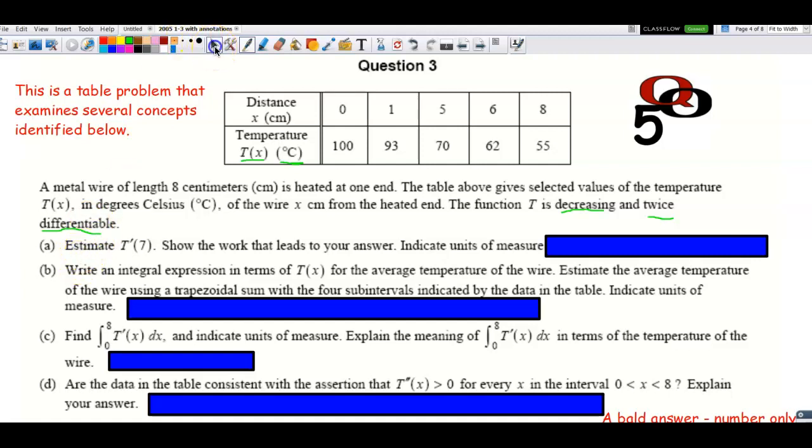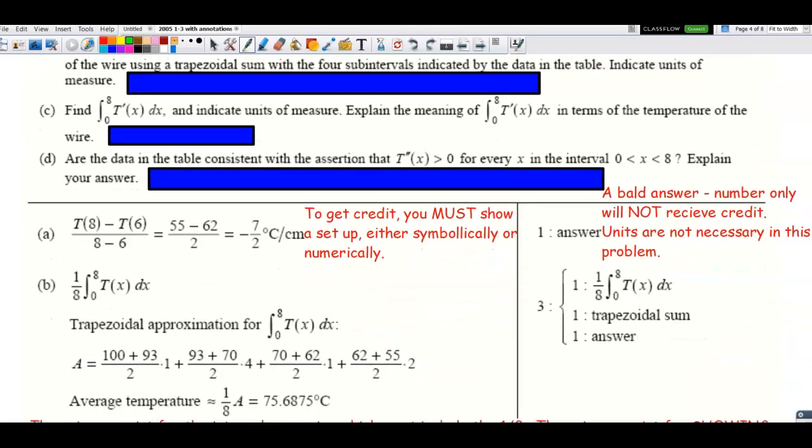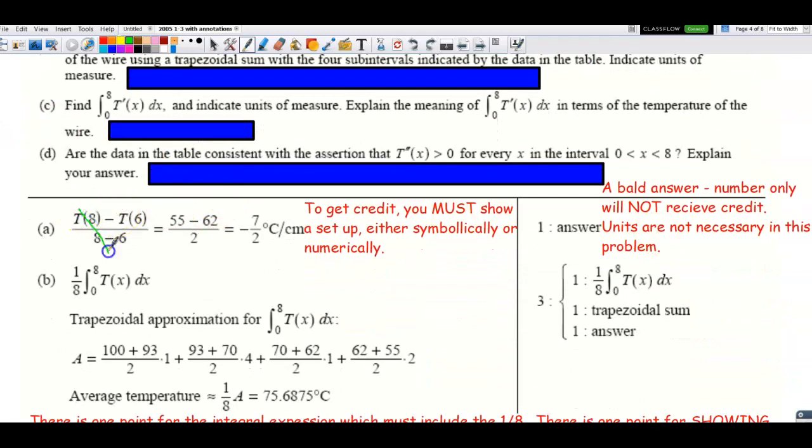Letter A. Estimate T prime of 7. Show the work that leads to your answer. Indicate units of measure. So this is approximating an instant rate using an average. If we want to approximate the instant rate at 7, which is between 6 and 8, we're going to go one data value above, one data value below, and we're going to show the change in y over change in x. You do not have to show the T of and the T of.